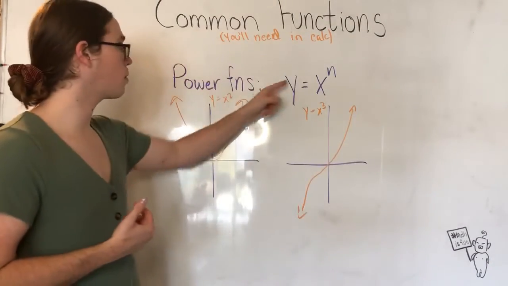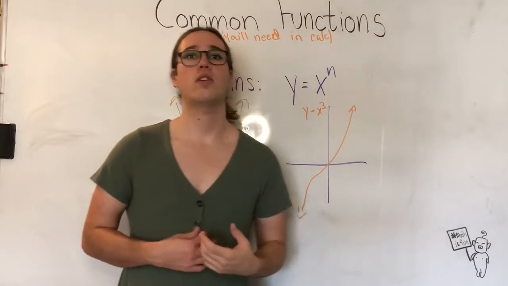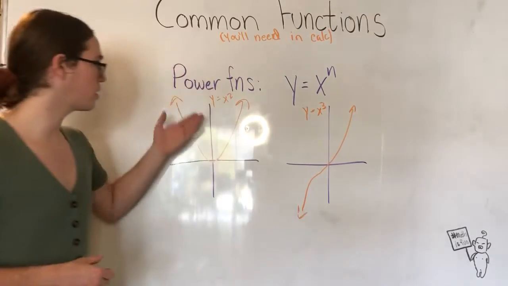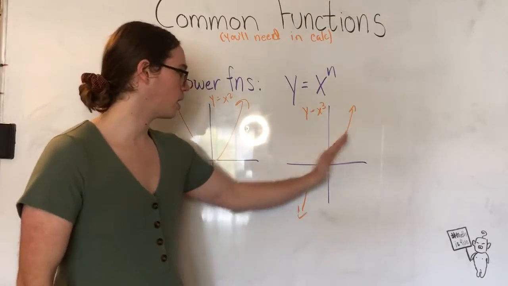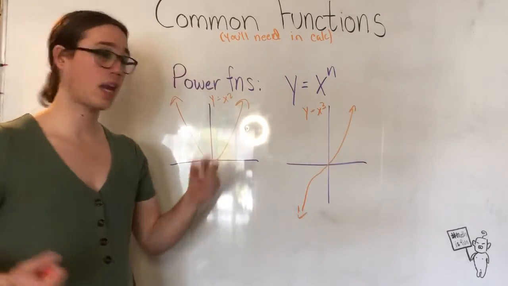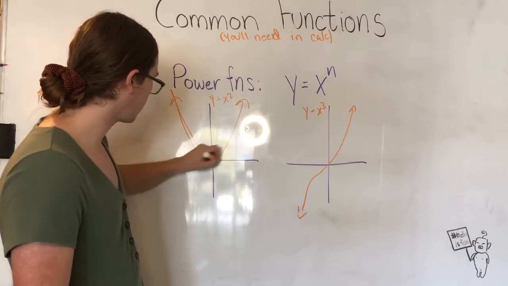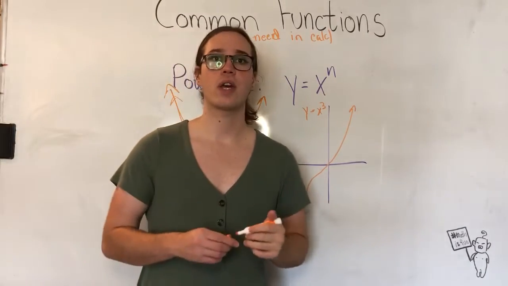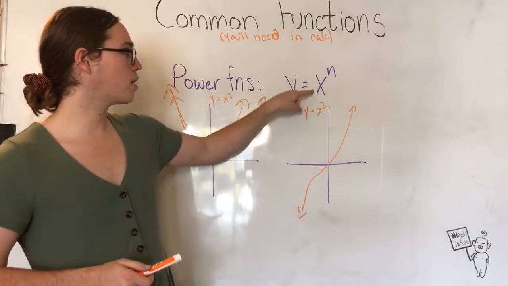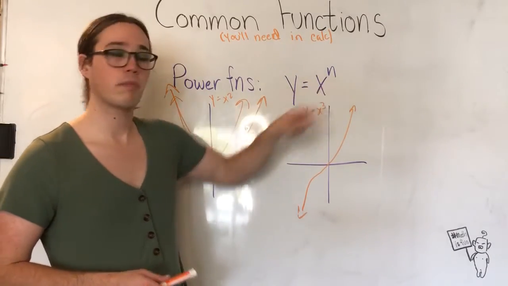These are of the form y equals x to the n. So that n can be any number. Let's just say it's 2, we get an x squared. If it's 3, we get a cubic, and it goes up like so. If it were x to the 4th, it would be like this parabola, just wider, and so on and so forth. So power functions are anything of the form x to some power.